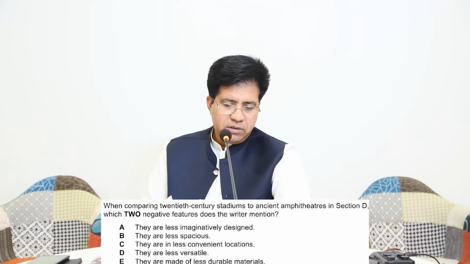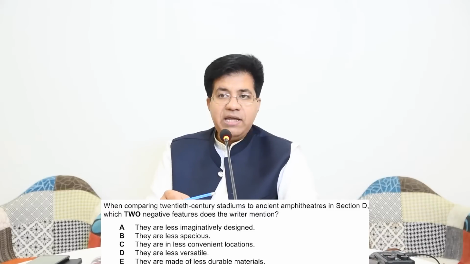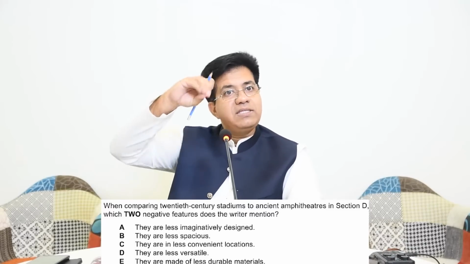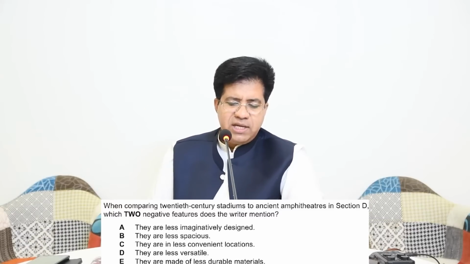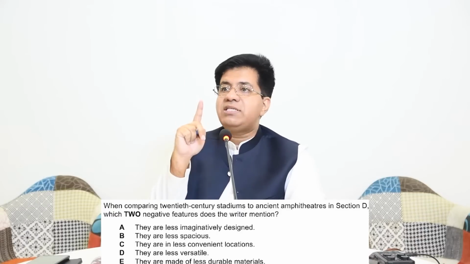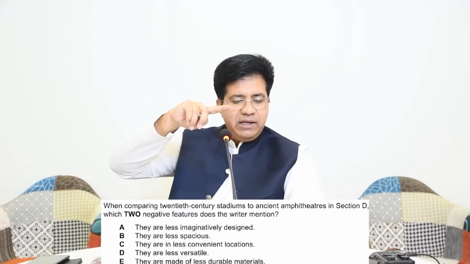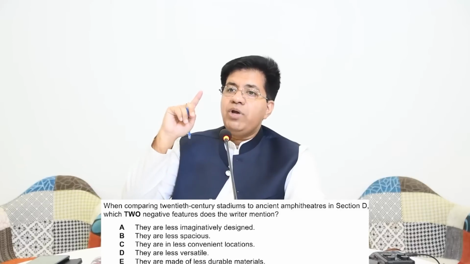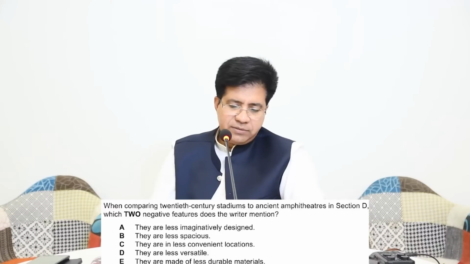Let's take a look at section D. How many paragraphs are there? Only one. All right, so it means the answer is there. Which 2 negative features does the writer mention? 2 negative features. Now listen, you will not read A, B, C, D, E first. First you go back. In section D, you are going to find 2 negative features, and then we come back here. So let's go back.